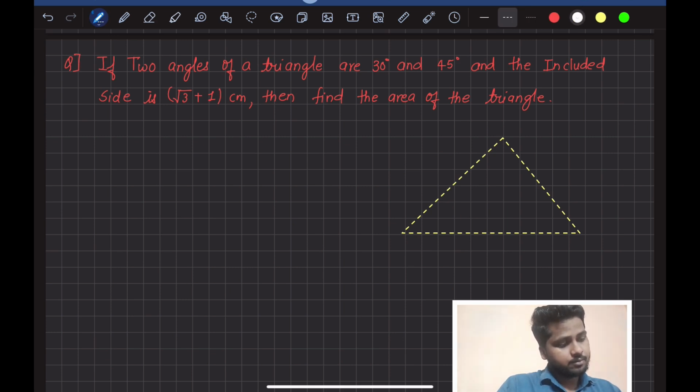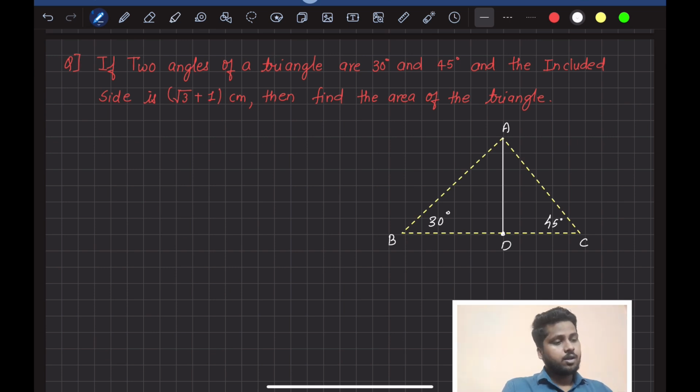So two angles, the first one is given, that is 30 degrees, and the second one is 45 degrees. So let us name this triangle ABC, with 30 degrees and 45 degrees. If I draw the perpendicular from vertex A onto BC, it will touch here. Let us call it point D.